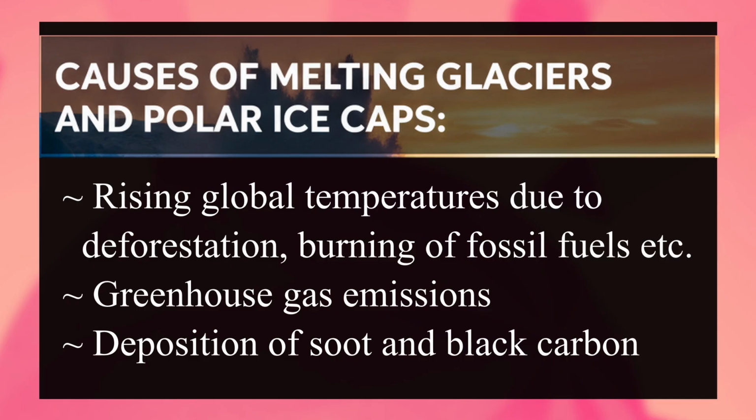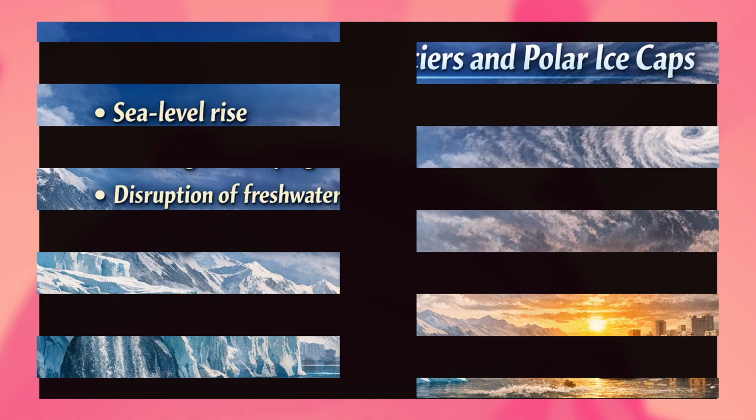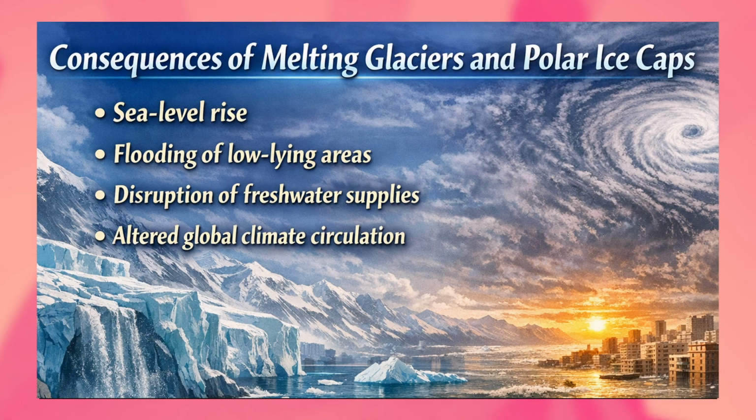Now coming to the causes: rising global temperatures due to deforestation, burning of fossil fuels, etc., greenhouse gas emissions, deposition of soot and black carbon. Now, consequences include sea level rise, flooding of low-lying areas, disruption of freshwater supplies, altered global climate circulation.